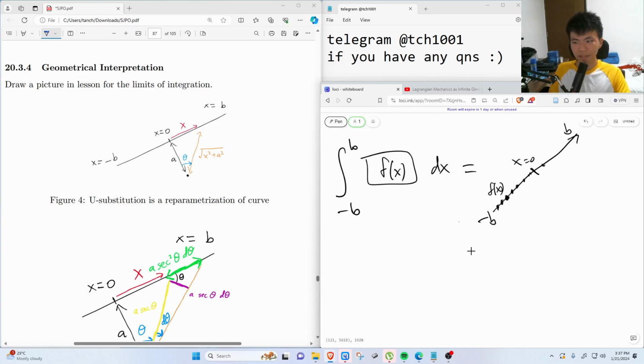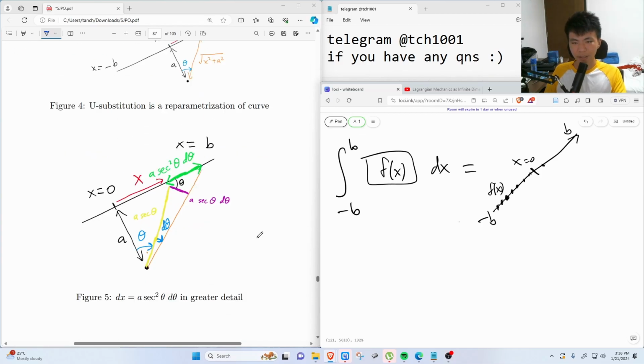If you want a physical analogy, imagine a rod, right? And imagine f of x tells you the mass of each point on the rod. So f of x is some mass distribution of the rod. Now when I perform an integral of f dx, I'm kind of finding the total mass of the rod. But suppose this function f was a bit difficult to integrate. Then I choose a parametrization of x equals a tangent theta.